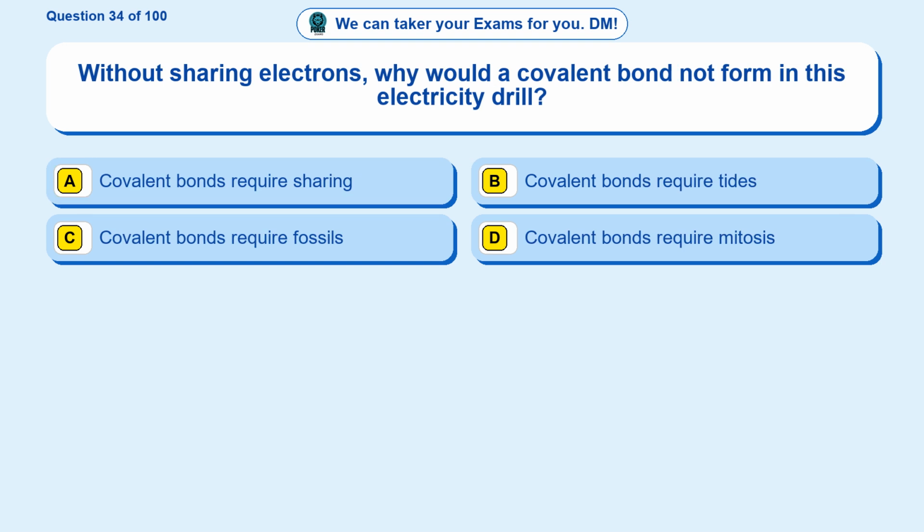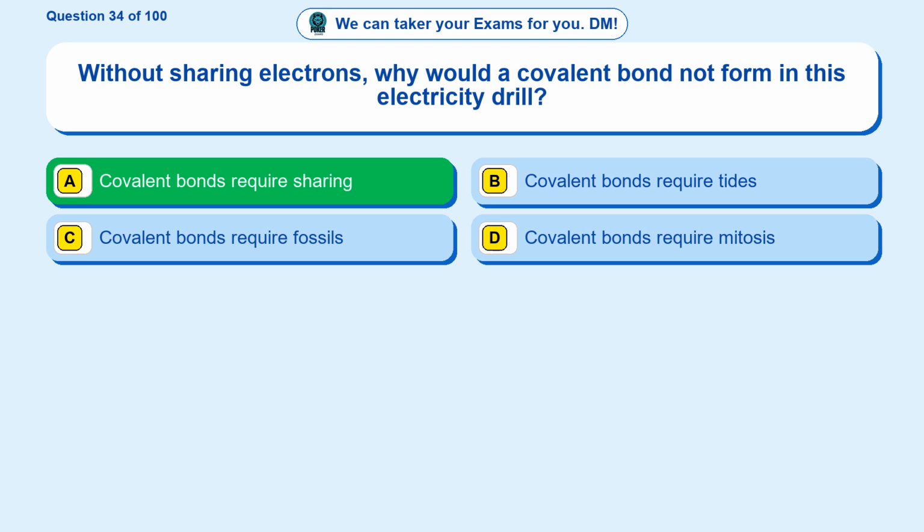Question 34. Without sharing electrons, why would a covalent bond not form in this electricity drill? Option A, covalent bonds require sharing. Option B, covalent bonds require tides. Option C, covalent bonds require fossils. Option D, covalent bonds require mitosis. The correct answer is option A.